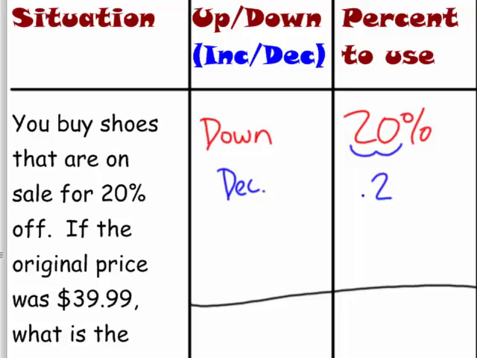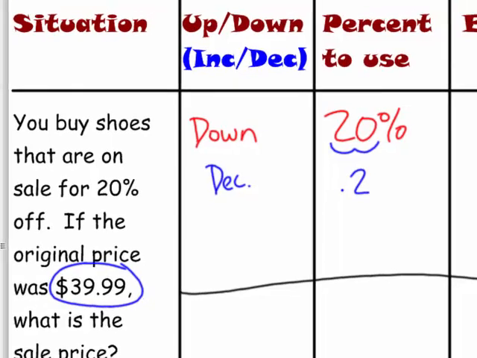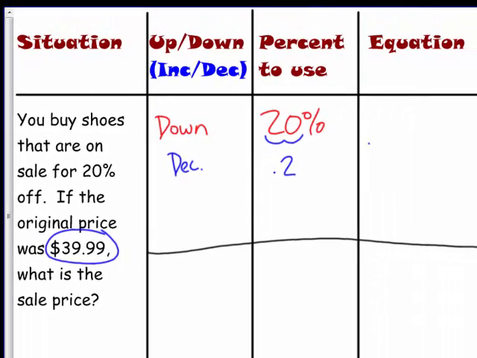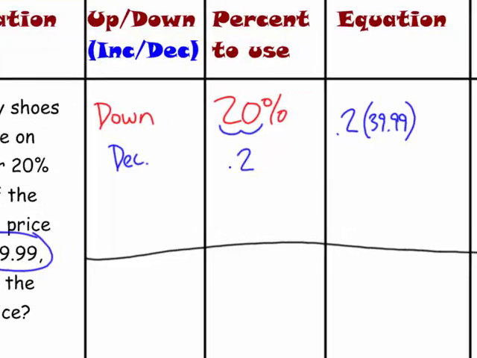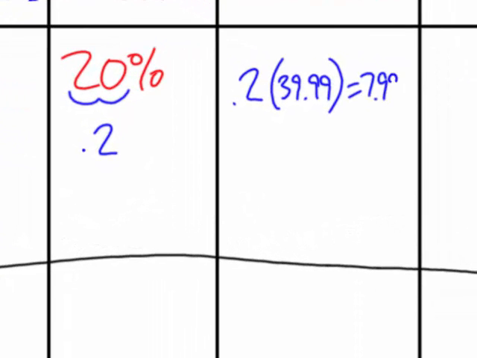And then the equation. So let's think about this. Well, could I find 20% of $39.99? Let's just do that first of all. So I'm going to find 20% of that. So it would be 0.2 times $39.99. And let's just go ahead and calculate that. I get 7.998. We always want to round it to the nearest hundredth for money. So that means I'm going to round up. So it's approximately $8.